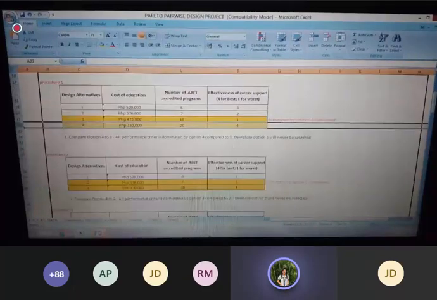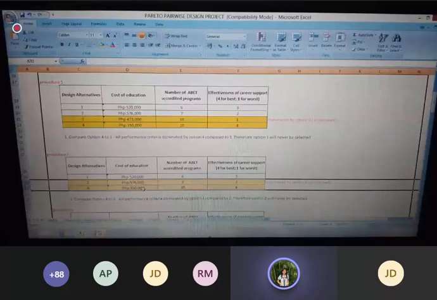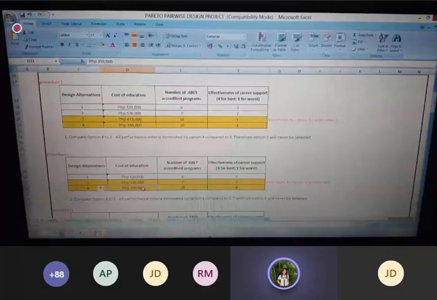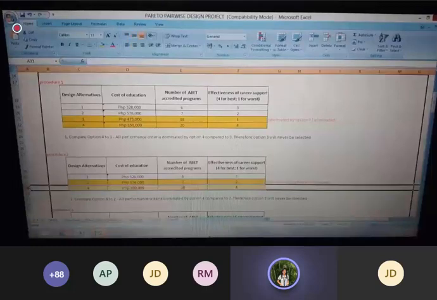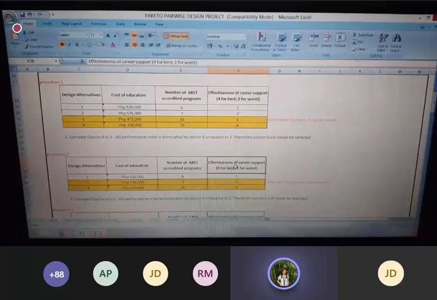So this one, 4 and 2. When it comes to the cost of education, again, design alternative 4 is better. When it comes to the number of accredited programs, design alternative 4 is better. And effectiveness of career support, design alternative 4 is better. So again, design alternative 4 dominates design alternative 2 in all criteria.